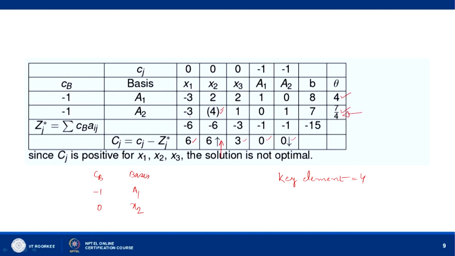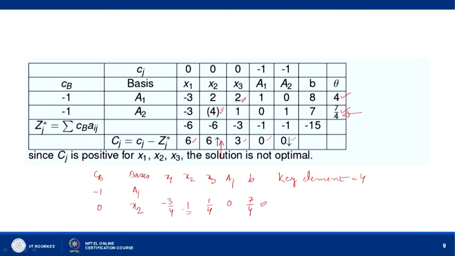So, we will have here minus 3 by 4, we will have here 1, we will have here 1 by 4, and we will have here now A 2 is going out. Okay. So, A 1 element will become 0, A 2 will not be there, B will become 7 by 4. Okay. This is right. So, this is x 1, x 2, x 3, and then we get A 1 and we get B.